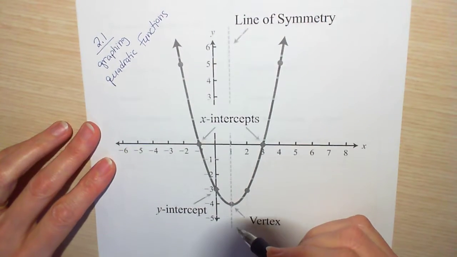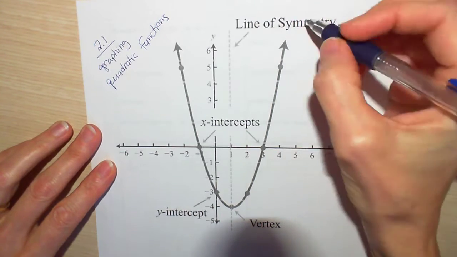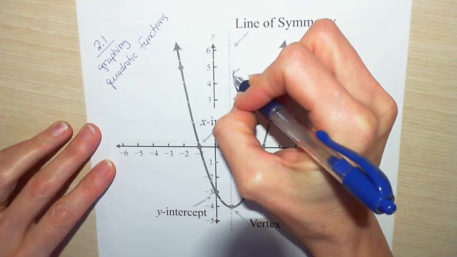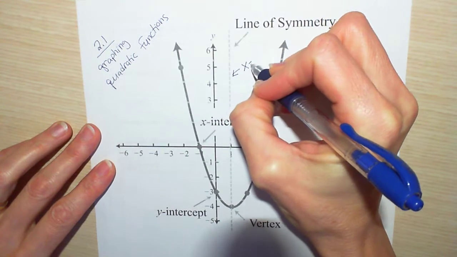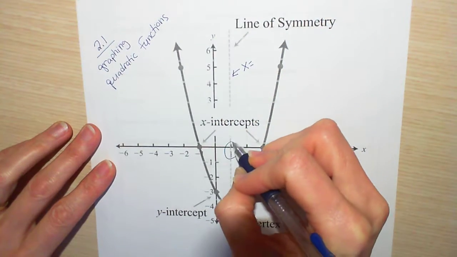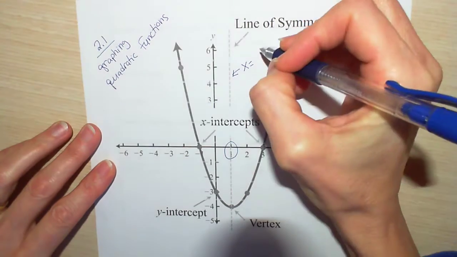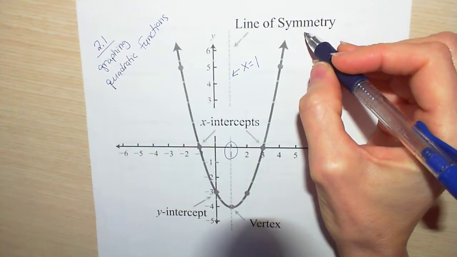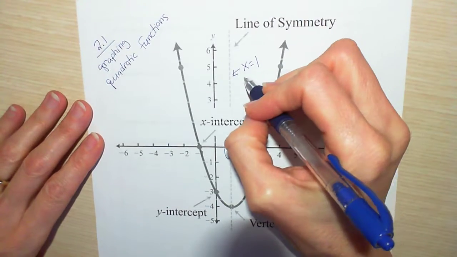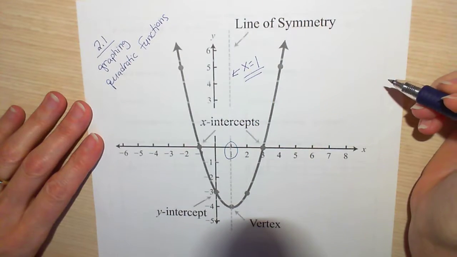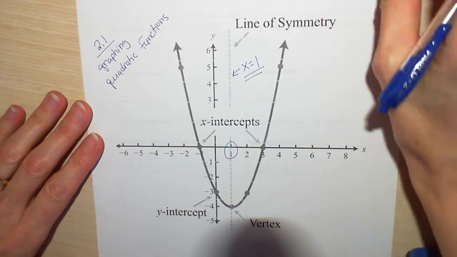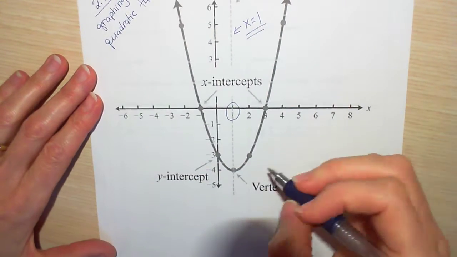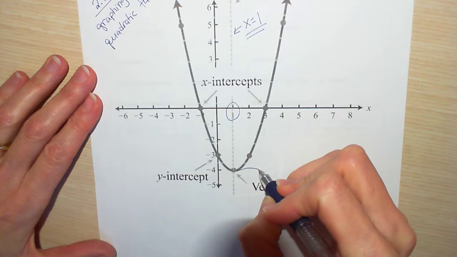The line that divides the parabola right down the middle is the line or axis of symmetry, and it's always identified with an x equals. In this case, it passes through x equals 1. So the equation for the line of symmetry or axis of symmetry is x equals 1. Remember, if you just put 1, that's not correct because it's a line, so it has to be x equals 1. The vertex is always a coordinate point.